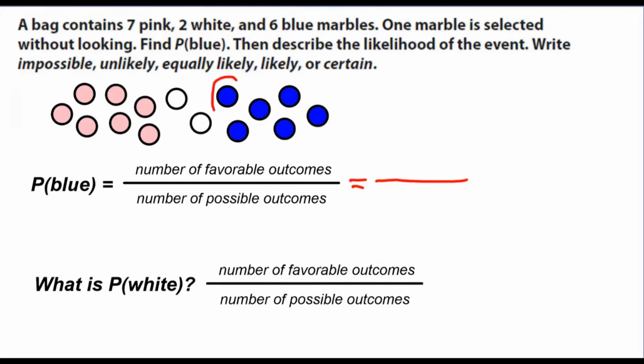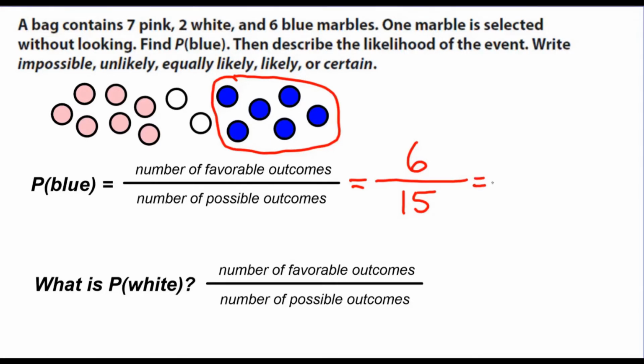So these marbles here are all of our favorable outcomes. That's what we want or expect to happen. And how many of those are there? There are 6 blue marbles. And how many total marbles are there? There are 15. So the probability of drawing a blue marble out can be expressed as this ratio of 6/15.